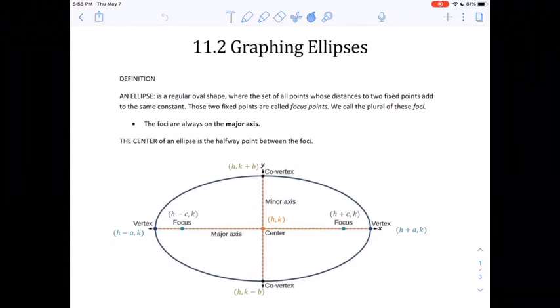Okay, the next section we're going to talk about is an ellipse. An ellipse is a regular oval shape. It's kind of like a circle, but stretched. It's the set of all points whose distances to two fixed points add to the same constant. I know that sounds super confusing, but essentially these two fixed points are called our focus points, and the plural form of those is foci.